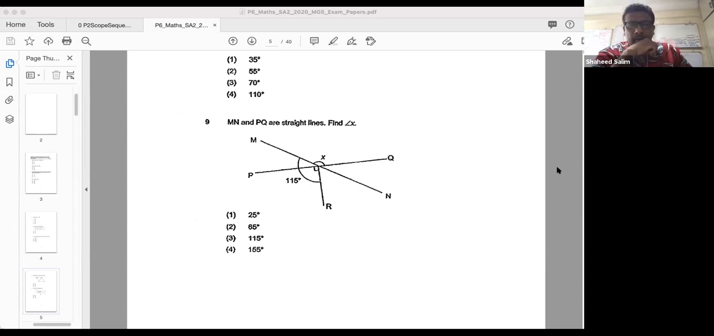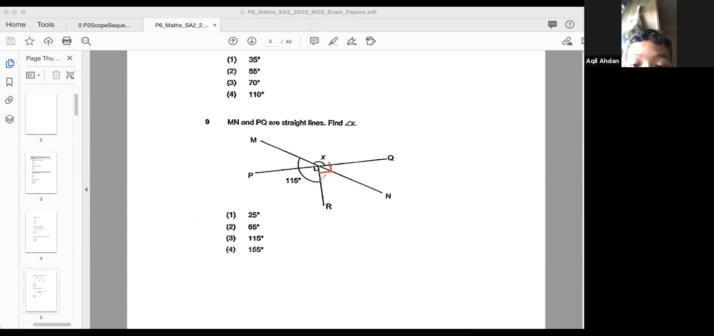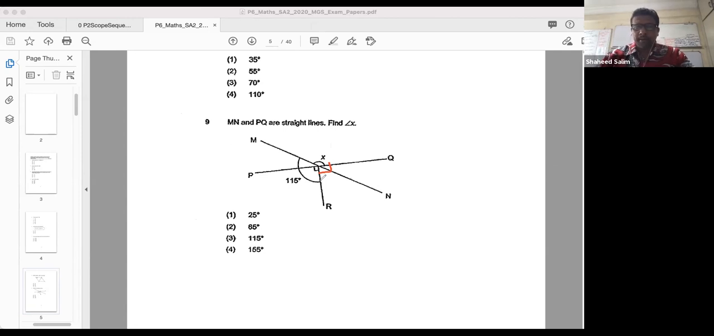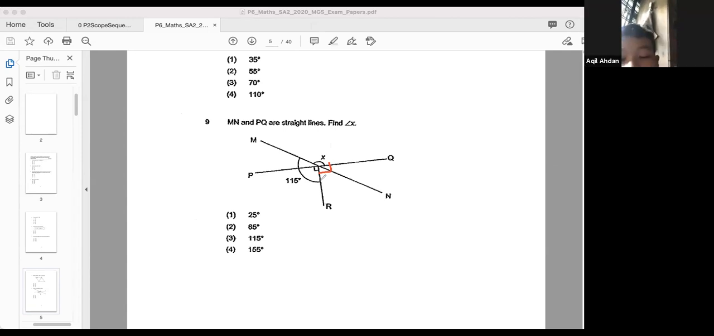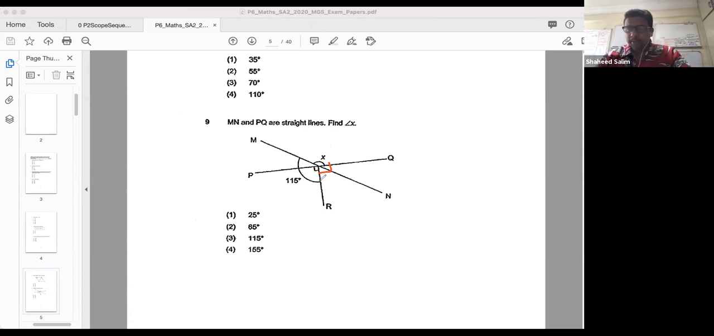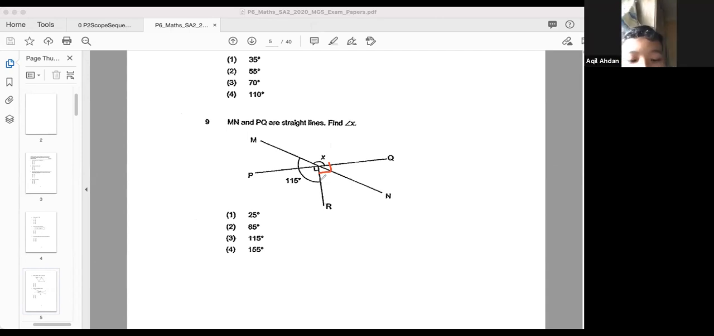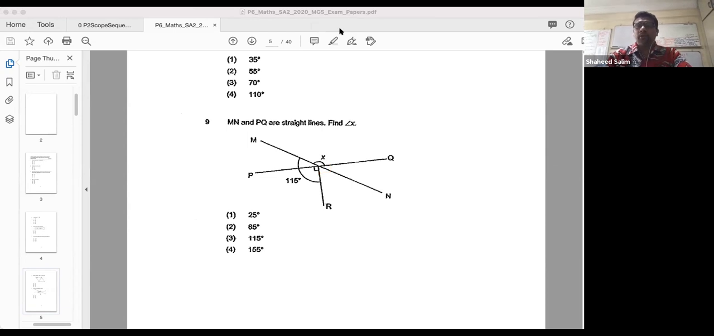Now, how did you all get 4? Let us see. You want to find X, right? How did you get 4? 360 minus 90 minus 115. You take 115 minus 90, you get 25 down here, right? So down here is also 25. And 180 minus 25, we get that. Well done, Akil.